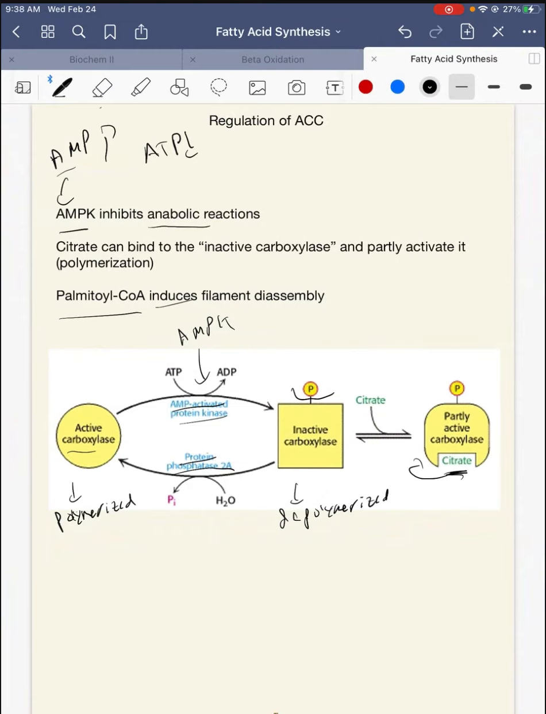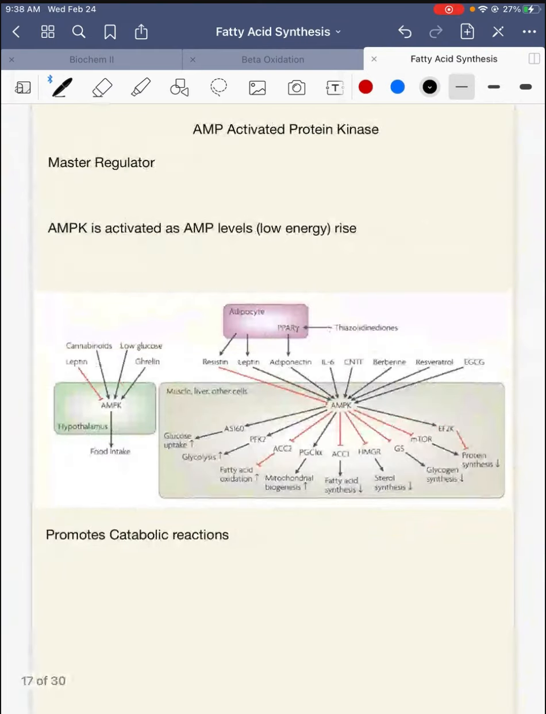Catabolic reactions break things down, and they give you energy. Anabolic reactions use energy and store things for later. So when we have low energy, we want to inhibit the anabolic reactions, and that's the mechanism that the cell uses. Okay, we'll briefly go over AMPK. So it's a master regulator. Like I said, it regulates a bunch of different pathways in the cell together. So it's activated by AMP, like I mentioned. So this is the low energy state when AMP levels are high. It promotes catabolic reactions and it inhibits anabolic reactions.